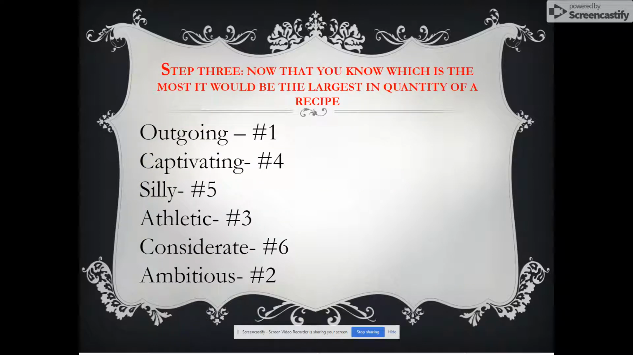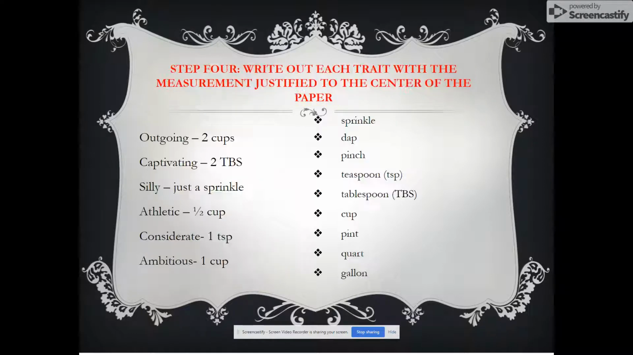And ultimately, what you get to is step 3, which is where you would put the largest of the quantities into your recipe. So you think about the number 1 thing, he is outgoing. The number 2 is ambitious. And you've kind of got to go in that order and think about which has the most and which has the least. And for step 4, once you've decided which is the most and which is the least, you need to make corresponding measurements that justify that particular amount.